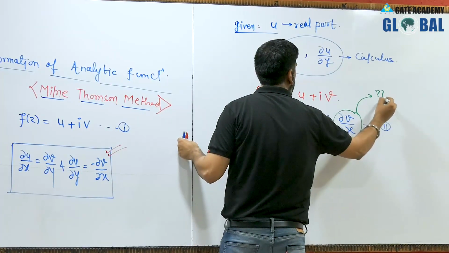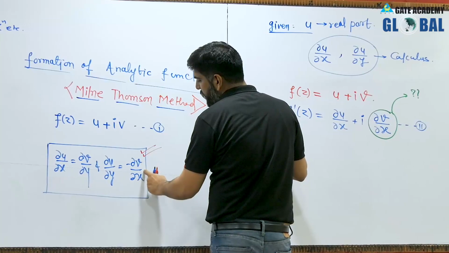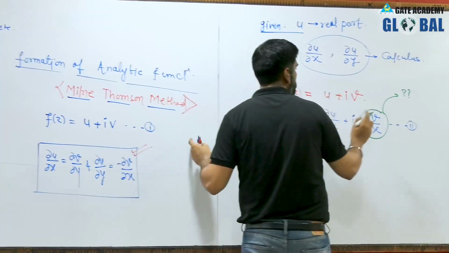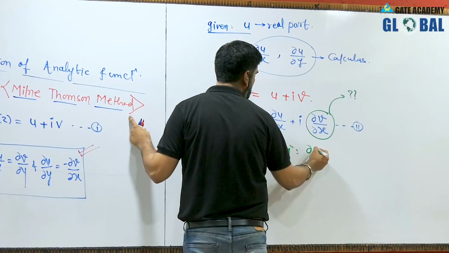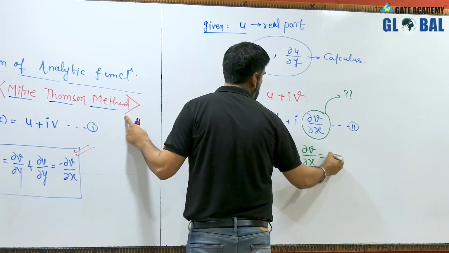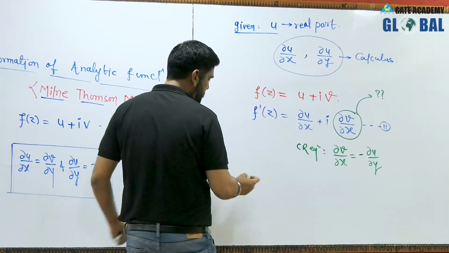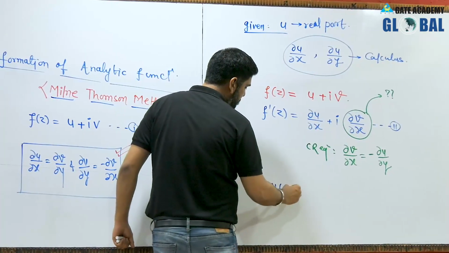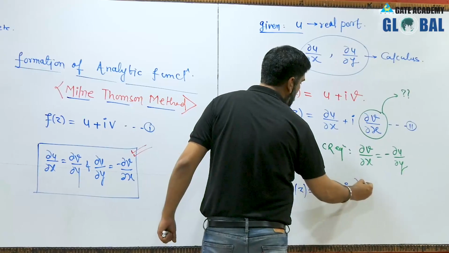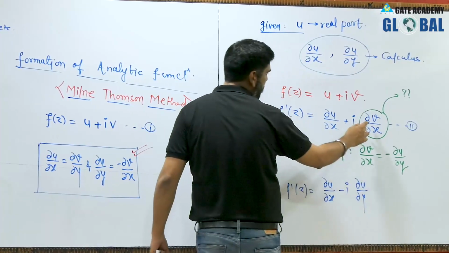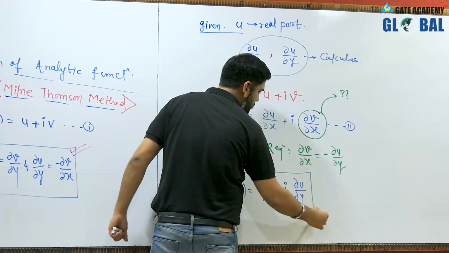We do not know the value of del v by del x, but we can have it with the help of del u by del y. From the CR equation, I can say del v by del x is nothing but minus del u by del y. Then what I am getting is f dash z is equal to del u by del x minus i del u by del y, because del v by del x is nothing but minus del u by del y. So this is what we are having, f dash z.